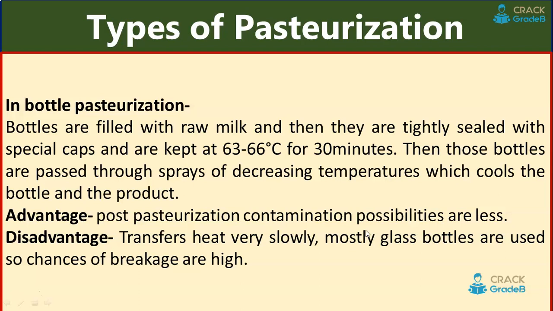In bottle pasteurization, bottles are filled with raw milk and then tightly sealed with special caps and kept at 63 to 66 degrees Celsius for 30 minutes. Then those bottles are passed through sprays of decreasing temperature which cool the bottle and the product. Advantage: post-pasteurization contamination possibilities are less. Disadvantage: transfers heat very slowly. Mostly glass bottles are used, so chances of breakage are high.